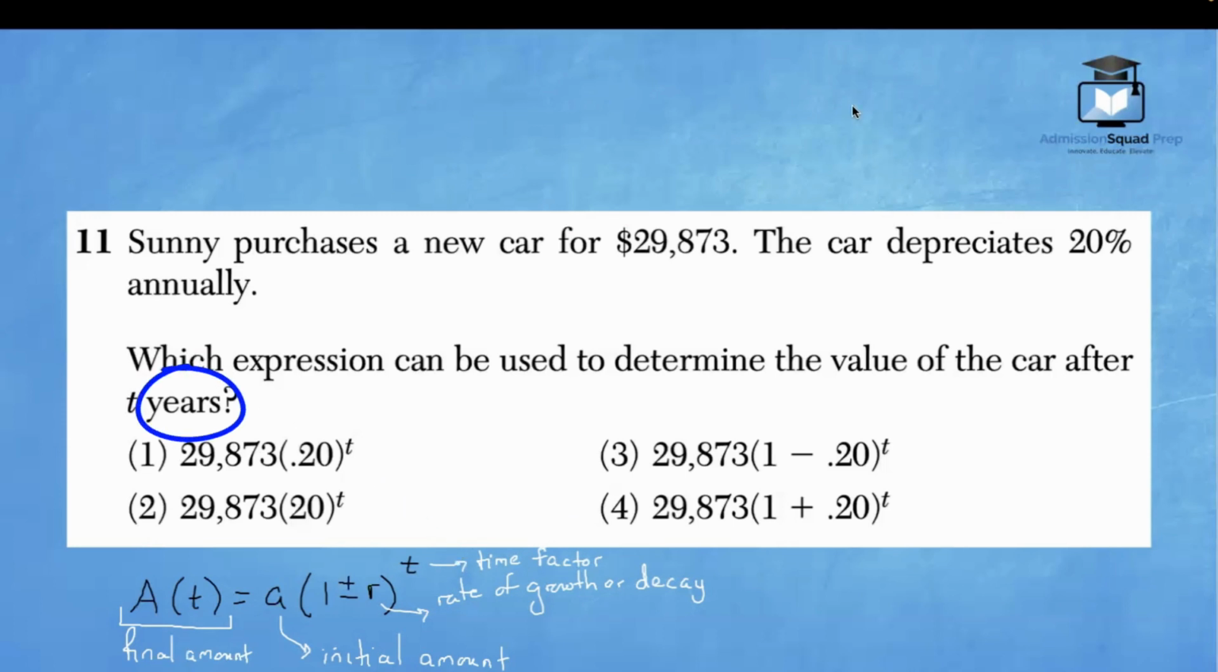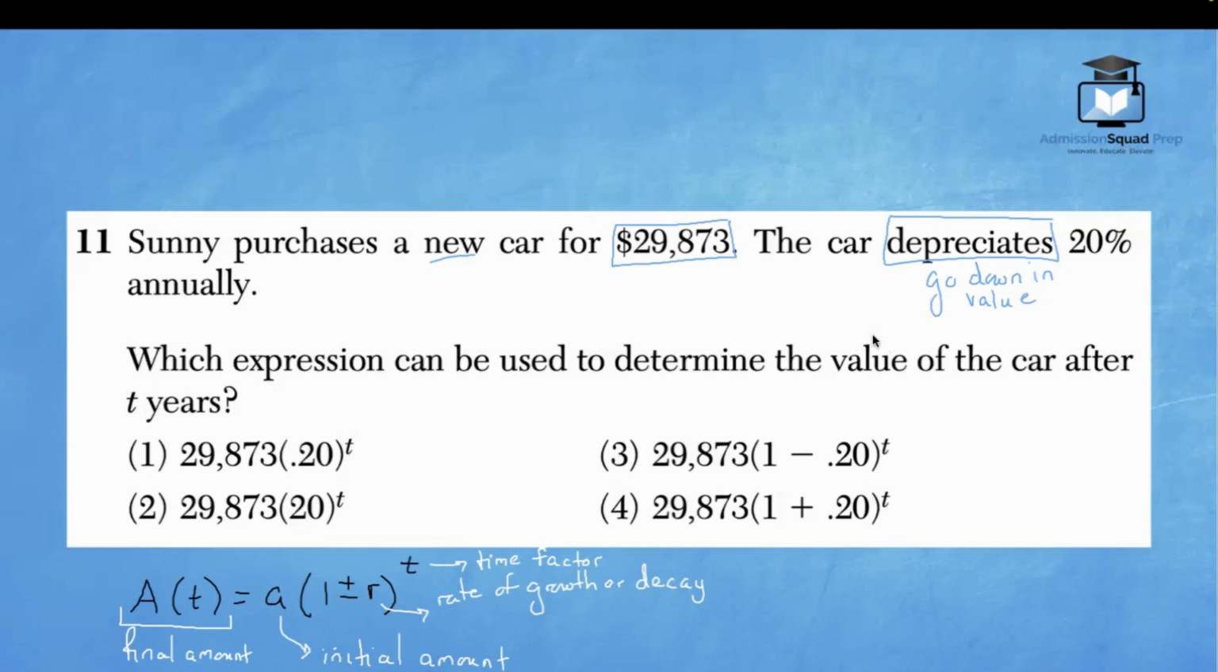So let's look at our context clues and annotate our word problem to see what information stands out. If Sunny purchased the new car for $29,873, this looks like it will be our initial amount. And the word depreciate means to go down in value. So we know that we're going to have a subtraction operation happening in our actual function. Let's plug in the information we have. All answer choices have 29,873 in the beginning, and they all have t as the exponent. So the only thing that we need to identify is what information should go in the parentheses.